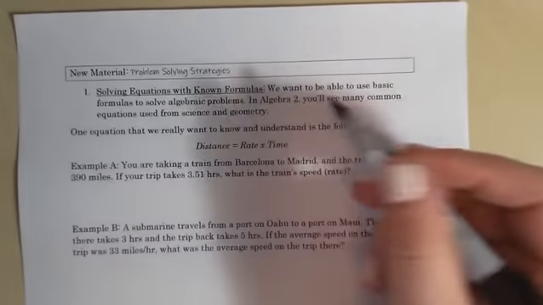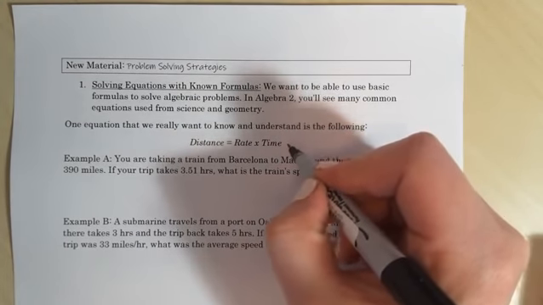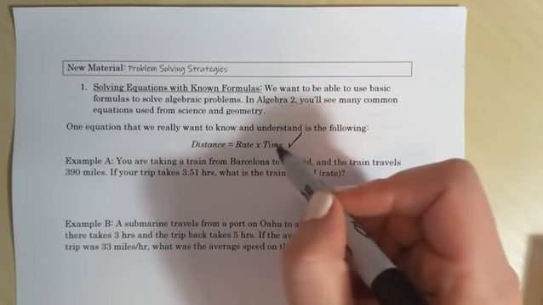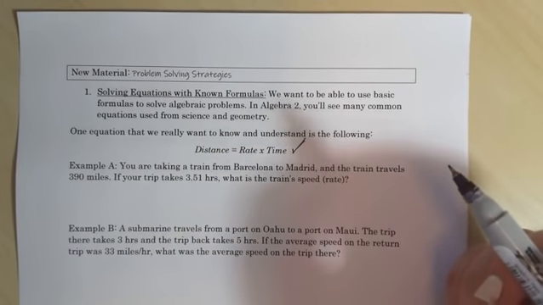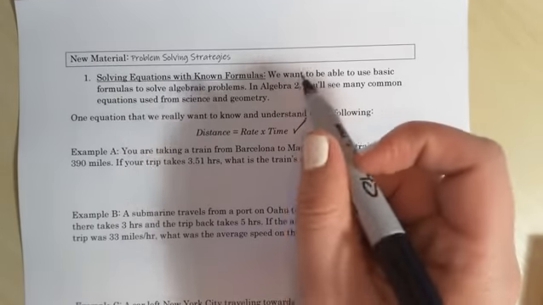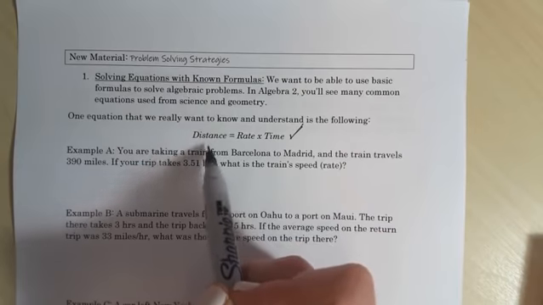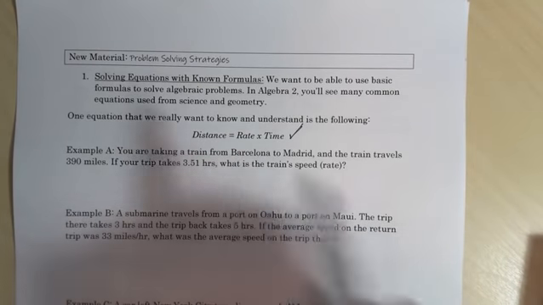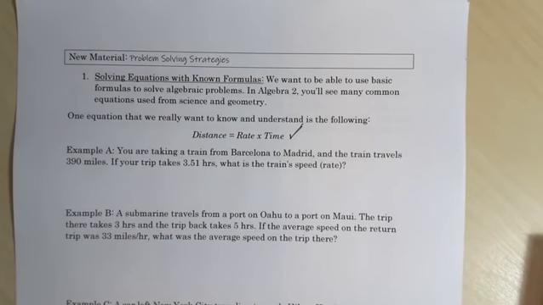So the first equation that we want to be really familiar with for these kinds of application problems is the distance equals rate times time formula. So you might have seen that in a previous science class or previous math class, but all that this says is how far you've traveled, your distance, is equal to the rate or speed that you're going, and how long you went that speed. So let's see some basic ones and then we'll get a little bit more involved.